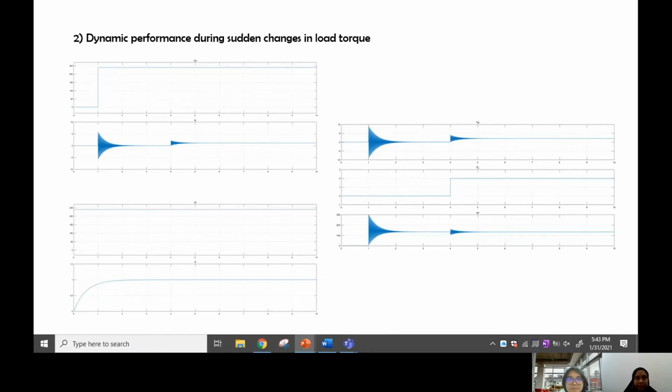Okay, the second is the dynamic performance during sudden change in load torque, where the load torque has been changed at 4 seconds from 0 Nm to 2 Nm, and it produces a different type of graph waveform from the previous waveform. Next.